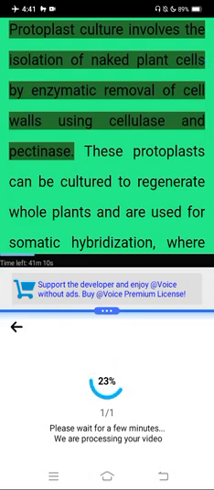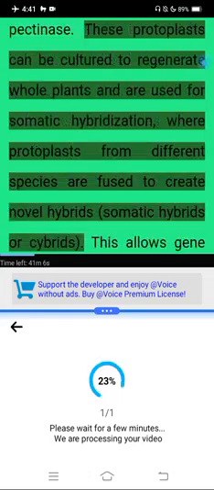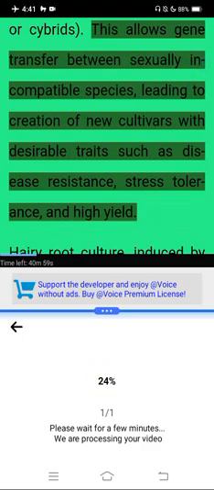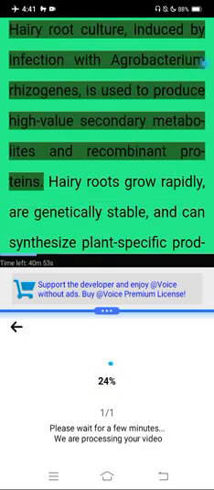Protoplast culture involves the isolation of naked plant cells by enzymatic removal of cell walls using cellulase and pectinase. These protoplasts can be cultured to regenerate whole plants and are used for somatic hybridization, where protoplasts from different species are fused to create novel hybrids, somatic hybrids or cybrids. This allows gene transfer between sexually incompatible species, leading to creation of new cultivars with desirable traits such as disease resistance, stress tolerance, and high yield.